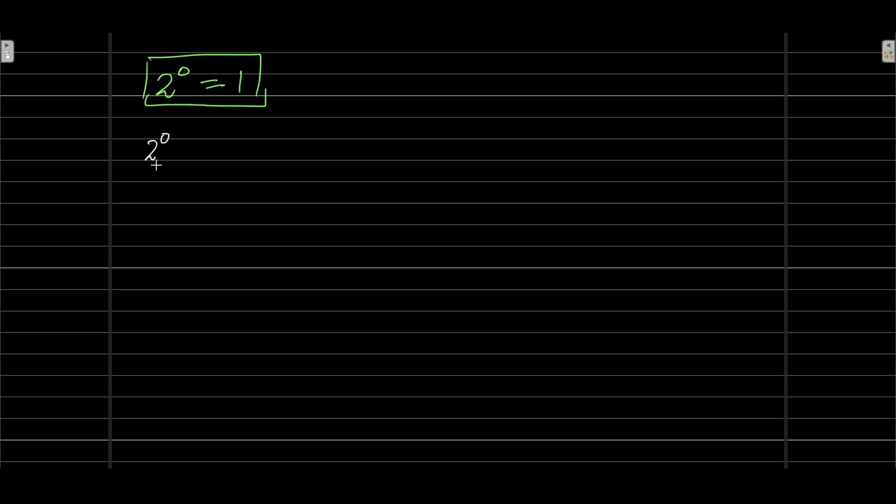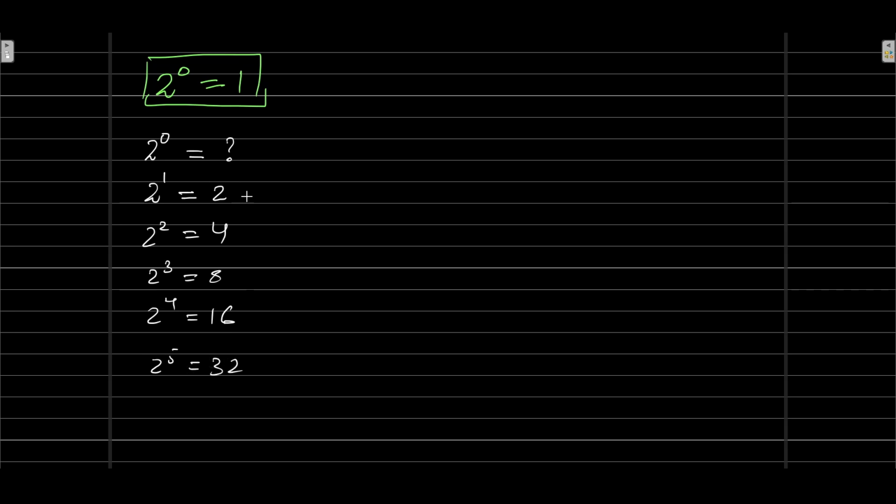For instance, 2 having a power of 0, I am unaware of the result. But let's consider 2 having a power of 1 is 2. 2 having a power of 2 is 4. 2 having a power of 3 is 8. 2 having a power of 4 is 16. 2 having a power of 5 is 32.